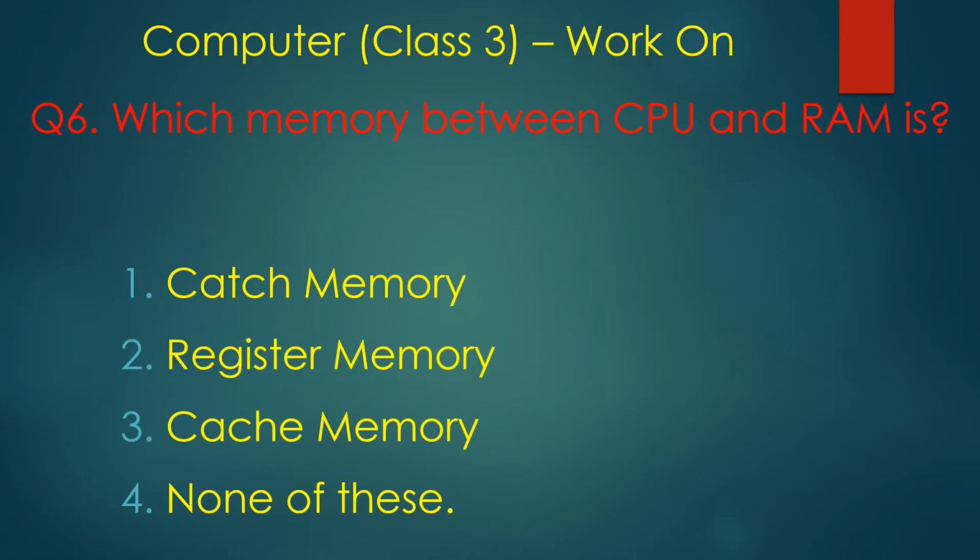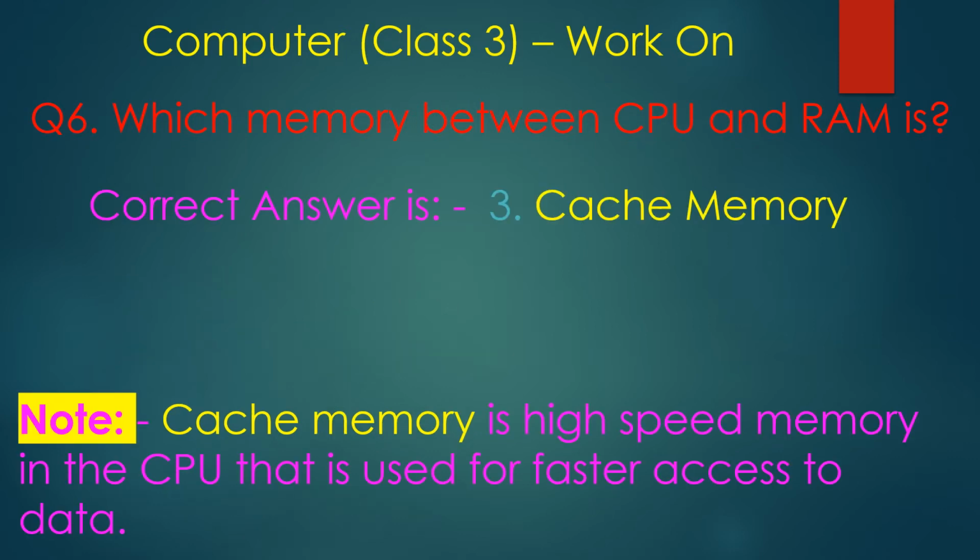Which memory is between the CPU and RAM? Cache memory, register memory, none of them. This is called cache memory. Cache memory is between the CPU and RAM. Cache memory is high speed memory in the CPU that is used for faster access to data.